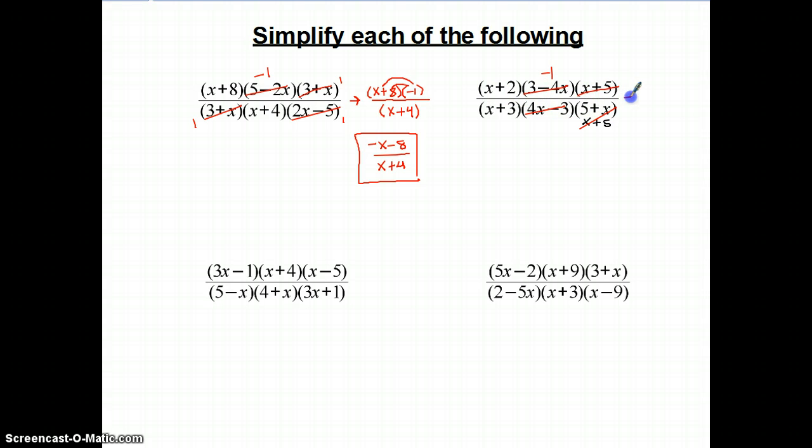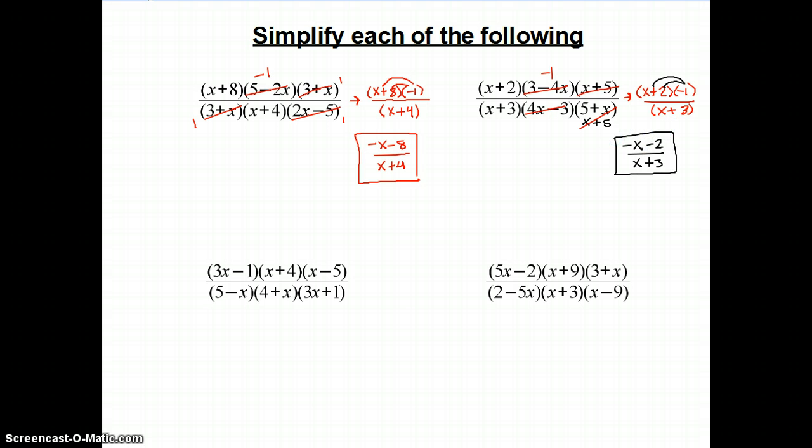I have an x plus 2 and a negative 1 in my numerator. So x plus 2 times negative 1. In the denominator, everything canceled except for my x plus 3. Now all I have left to do is distribute that negative 1, leaving me with negative 1x, or negative x minus 2, and my denominator is just x plus 3. Since there's nothing left to do, we leave our expression just like that.